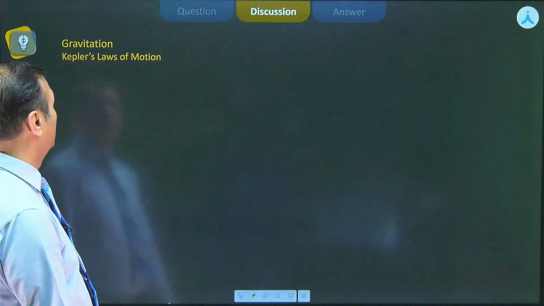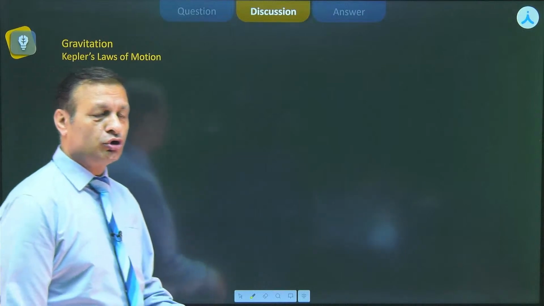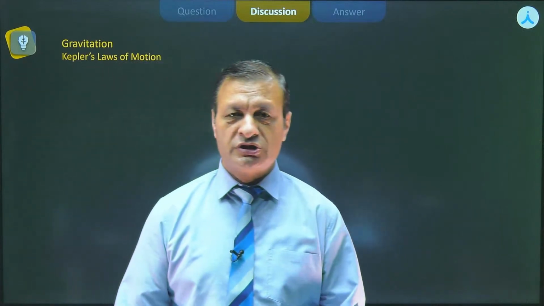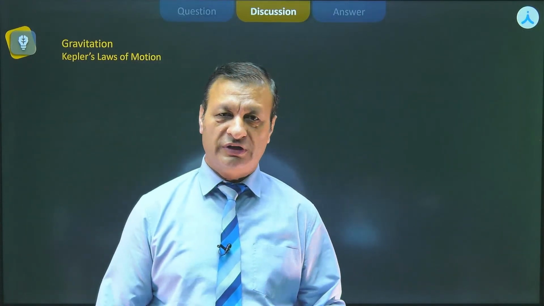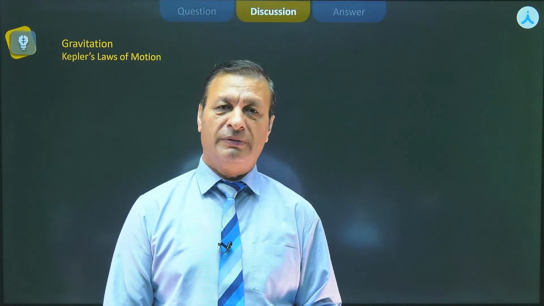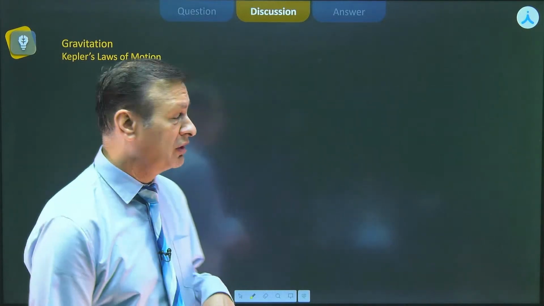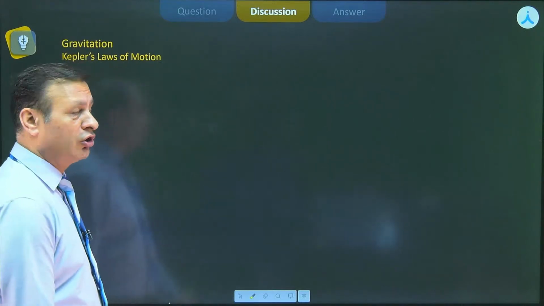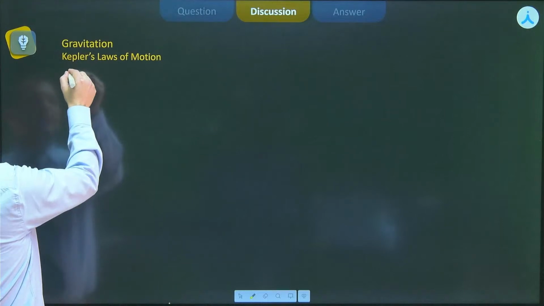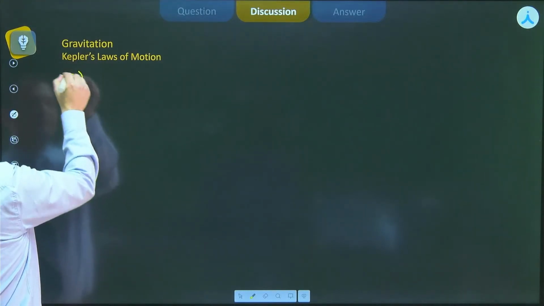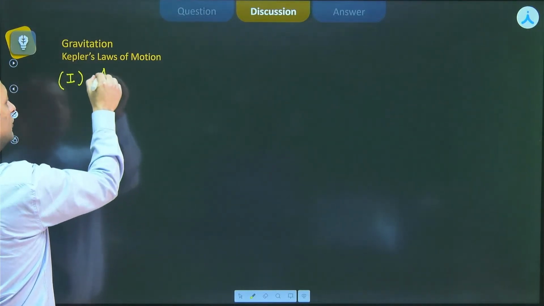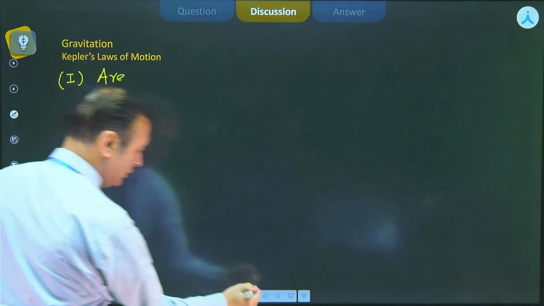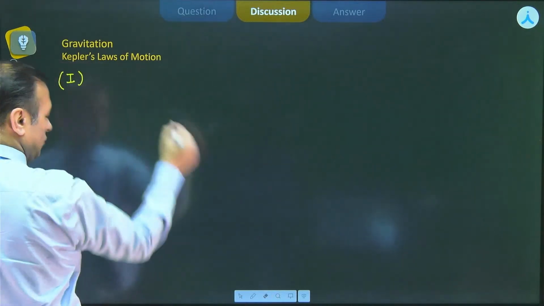So gravitation. When you talk about gravitation, Newton's law of gravitation comes to your mind. That is well thought, but the main chapter starts from Kepler's law, and this is again one of the finest areas we have. So Kepler's laws of planetary motion. We have 3 laws. The very first law is the law of orbits.